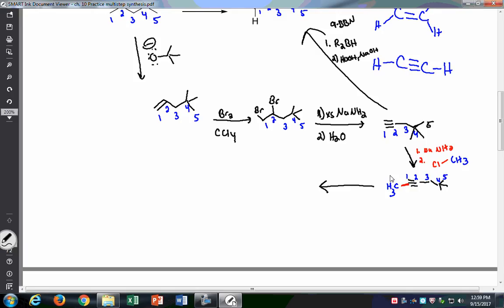And it's irrelevant whether you form the cis or trans double bond in this case, because the cis or the trans will give you the same final product of what we're trying to do.